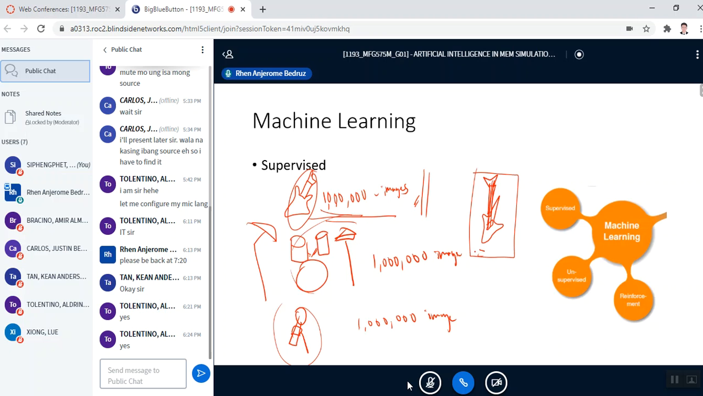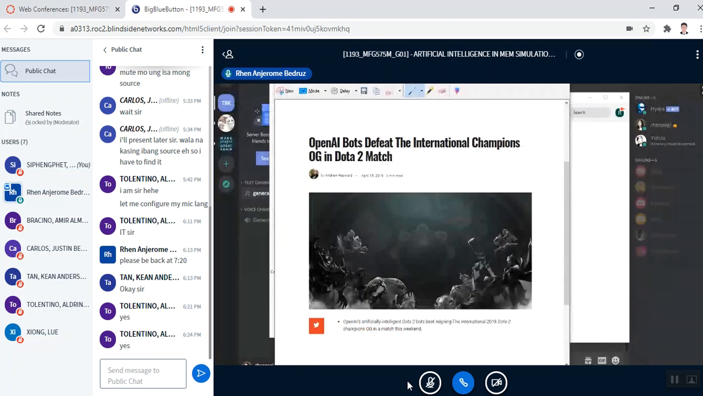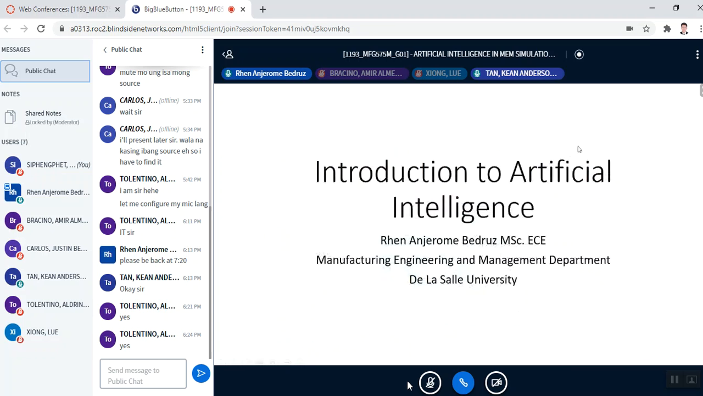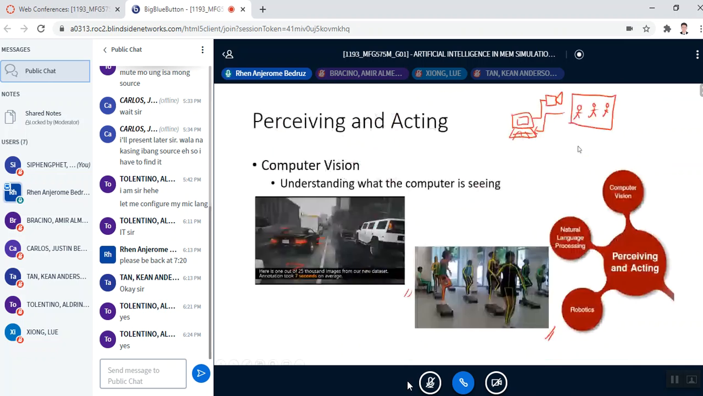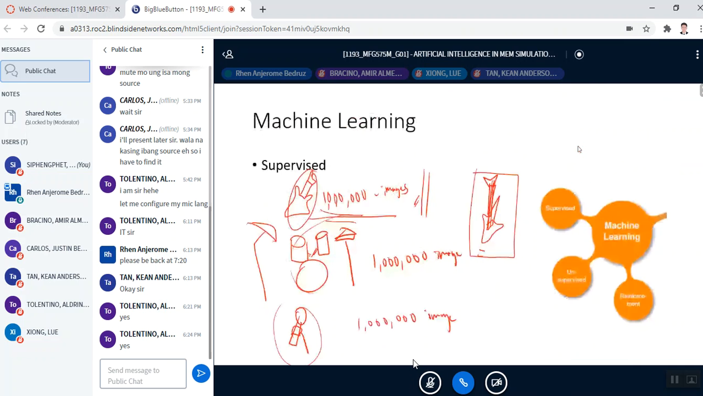So in machine learning, you are training your program, you are training your computer by giving it knowledge. In this case, you're giving it 1 million images of guitars so that the next time it sees a new guitar, it knows that it's a guitar. Is that clear? Okay. Move on.